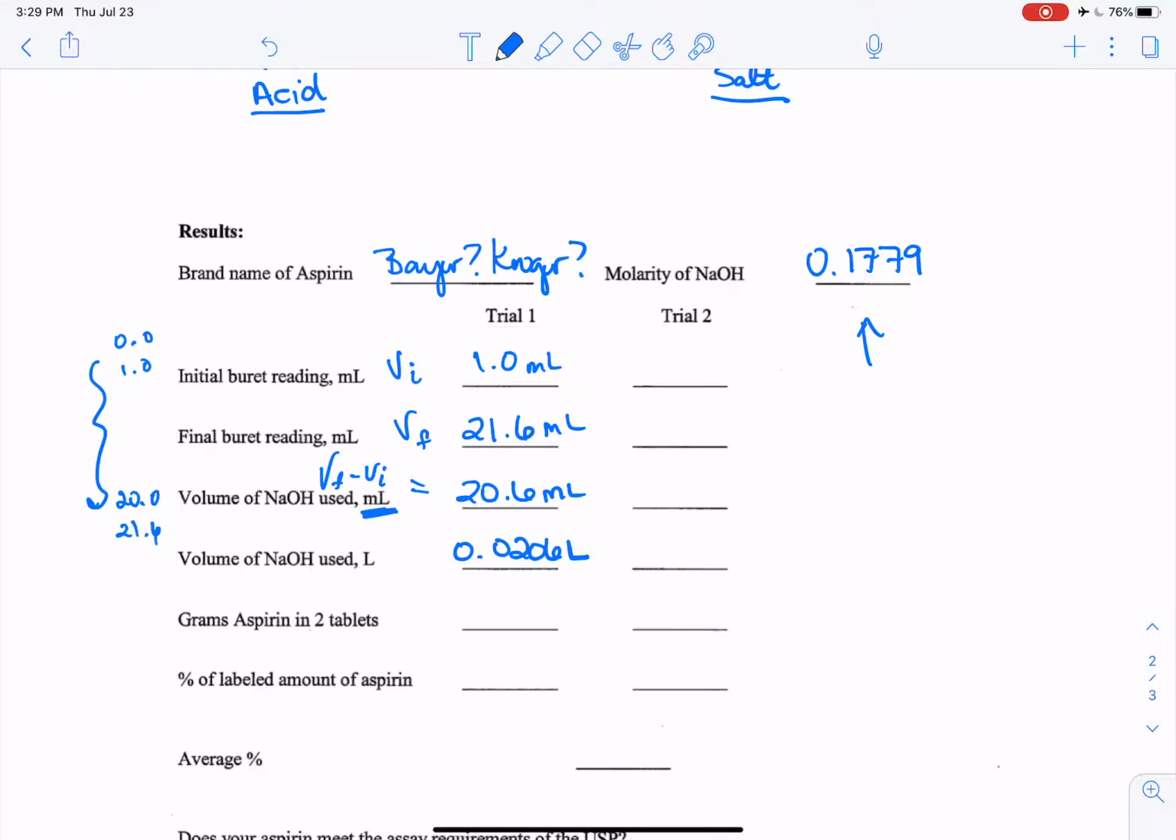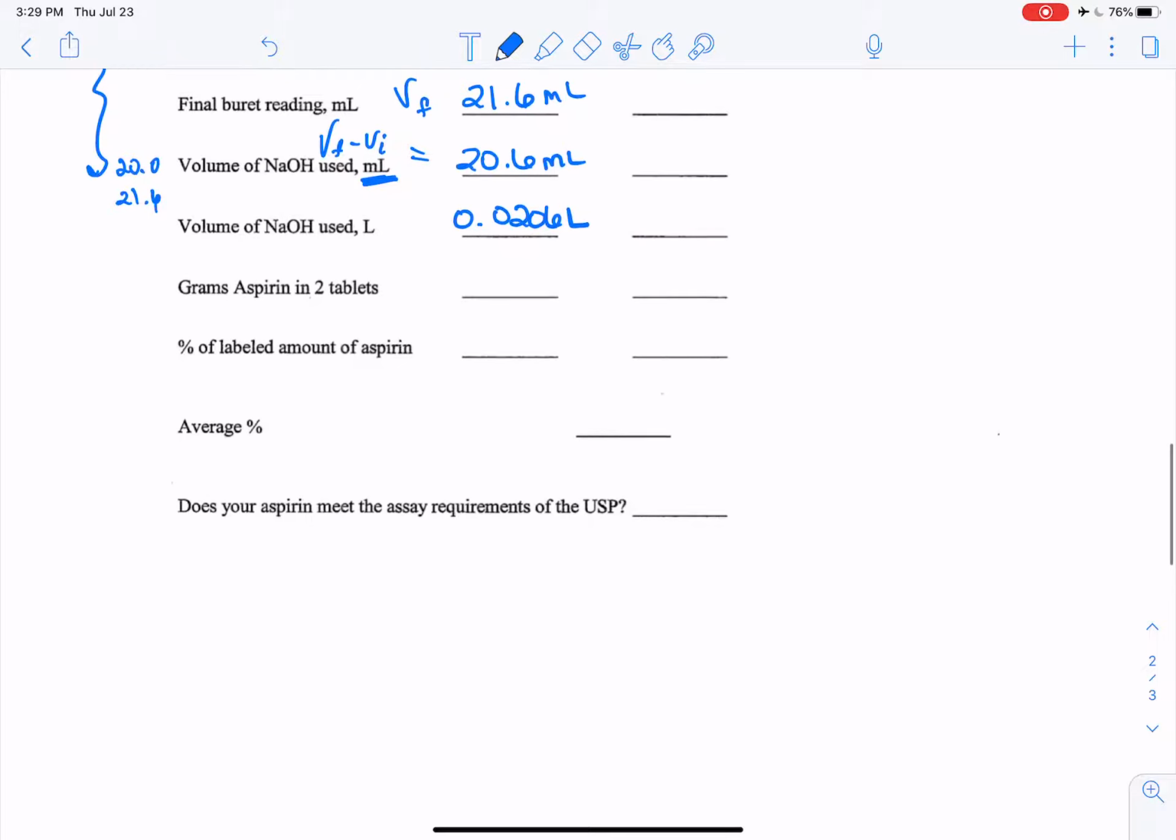Okay. So how we're going to get grams of aspirin in those 2 tablets that we dissolved in the ethanol in the Erlenmeyer flask is this. We're going to do some calculations. So I'm going to start with 20.6 milliliters. You could start with 0.0206 liters, but I like to start with the milliliters. And when you're in milliliters, you need to convert to liters. So I'll go ahead and write that there for you guys. Cancel out the milliliters. Now I'm in liters and I want to go somewhere.